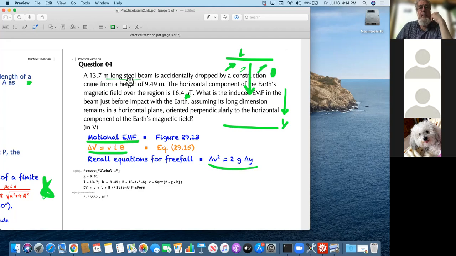So again, go to a quiet room, do this problem and check your answer. Check your answer against the solutions number 2. So this is an example where you have motional EMF. We have motion of a conductor through a magnetic field. That's one source of electromagnetic induction. That's one example of electromagnetic induction.